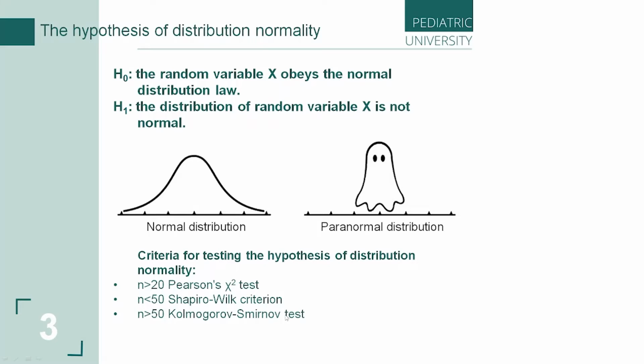The conditions for the applications are written on the slide. Yeah, currently, Shapiro-Wilk criterion is most commonly used for samples of less than 50 items, and if there are more than 50 items, the Kolmogorov-Smirnov test is used. There are also other ways to assume normality, but still the criteria are more reliable.